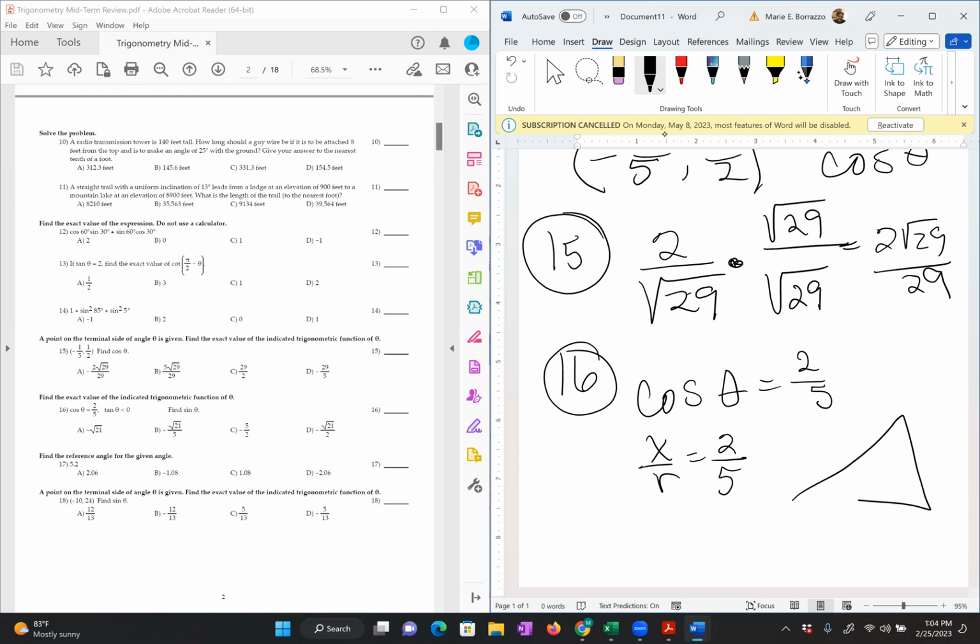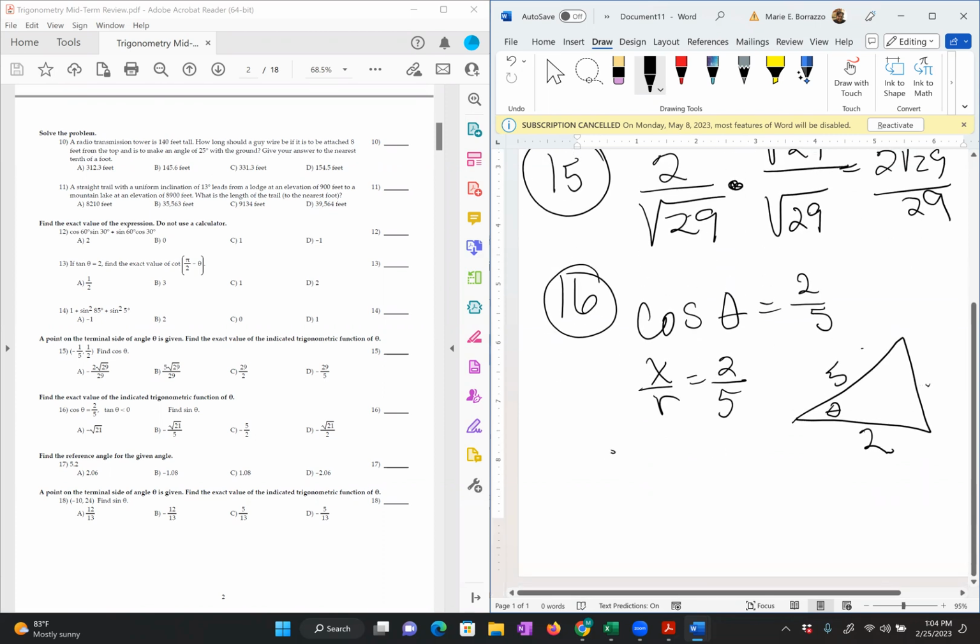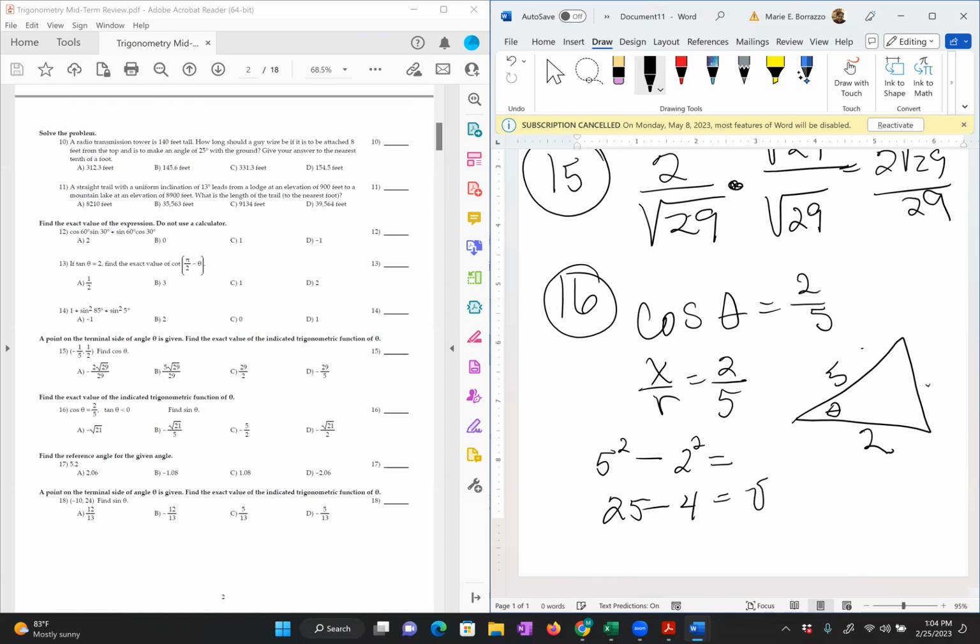So if I'm drawing some random triangle, this is 5. Let's say this is theta, this would have to be 2. The question is, what goes here? So you have a hypotenuse and a side. So that tells me that you're going to have to square the denominator to get 5 squared minus square the numerator, which is 2 squared, which gives you 25 minus 4, which leaves you square root 21. So the sine of this would be opposite over hypotenuse. So square root 21 over the hypotenuse of 5.